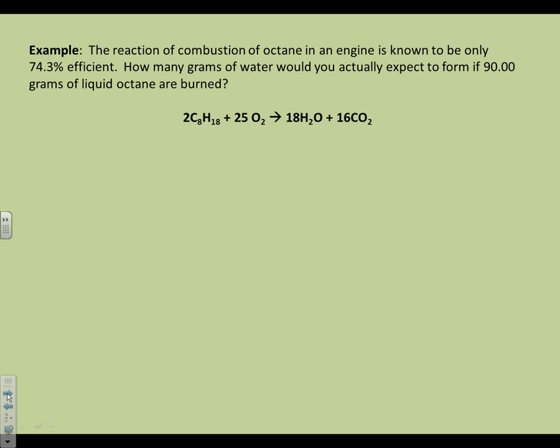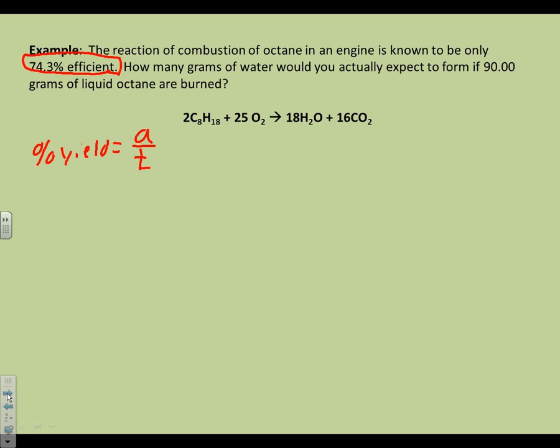What do we have to figure out? I think the first step is recognizing that this is a percent yield equation because it gives us our percent efficiency right up here, the 74.3%. So based off of that, I can go right into my equation. Percent yield equals actual yield over theoretical yield. Okay. So now we have to figure out our perfect world, our theoretical yield, right? Our perfect world scenario.